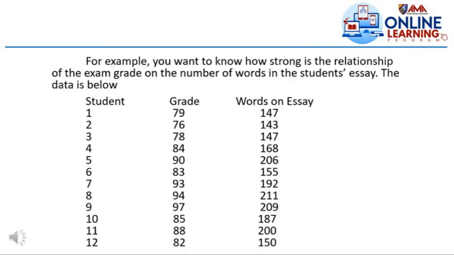And then, for example, you want to know how strong is the relationship of the exam grade to the number of words in the student's essay. The data is below. So we have here the number of students from 1 to 12. So we have here 12 students, their grade, and then the number of words in their essay. So for example, student 1 got a grade of 79, and the number of words he or she used in his or her essay is 147.